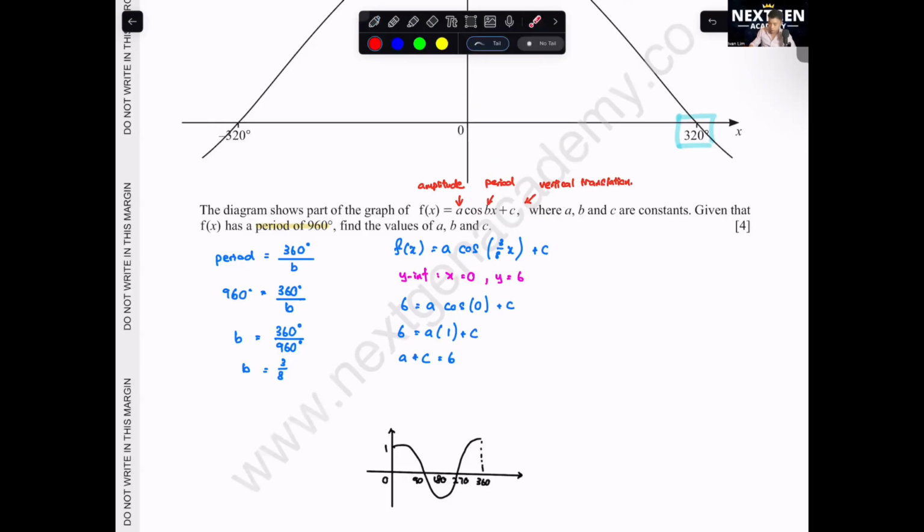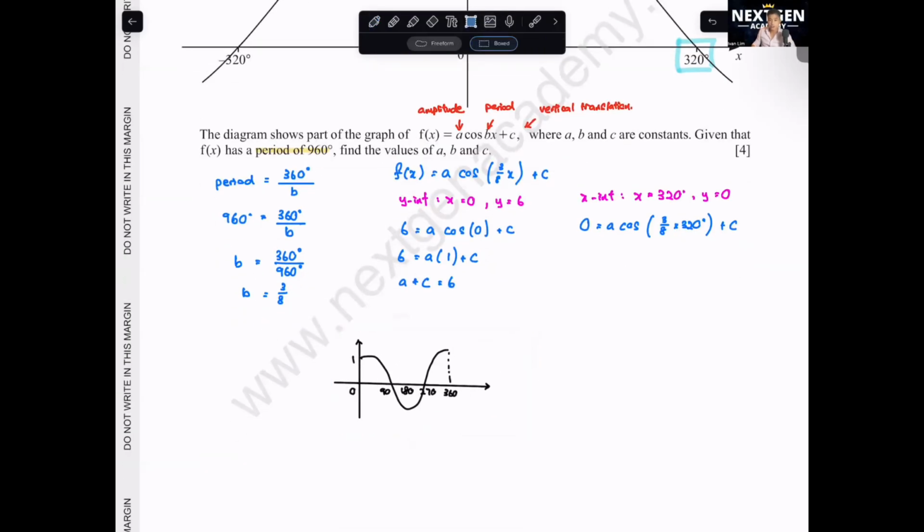For the other one, we're going to sub in 320 degrees into this equation. Your x-intercept is when x is equal to 320 degrees and y is equal to 0. So here, 0 is equal to a cos. This is where the tricky part is: 3 over 8 times 320 degrees, plus c.